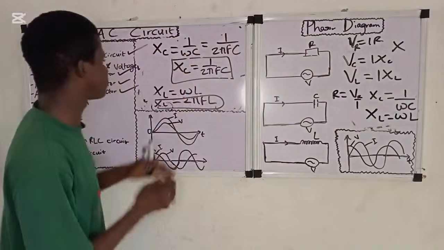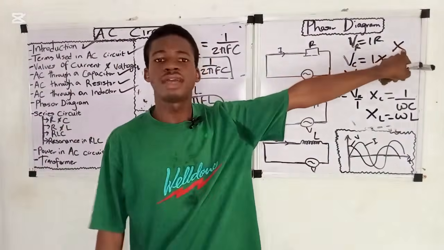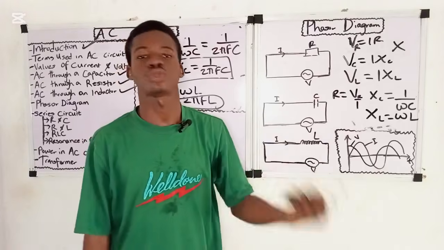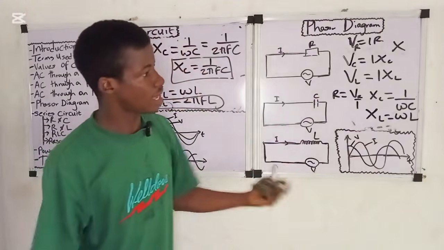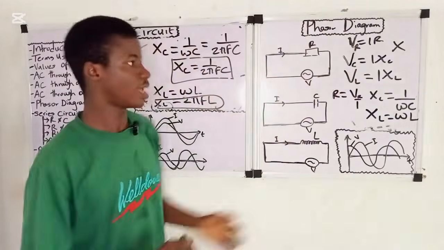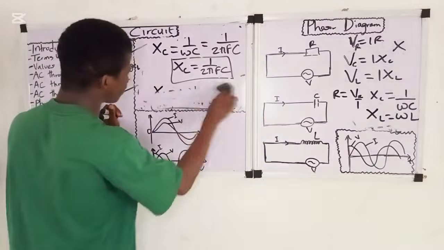I've given you the formula. I told you that reactance and resistance have the same SI unit, which is ohms. Apart from that, we'll get to the voltage. All right, now let's move to the next part, which is the phasor diagram.